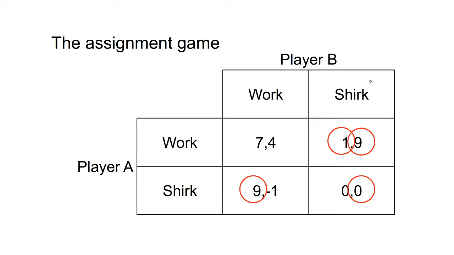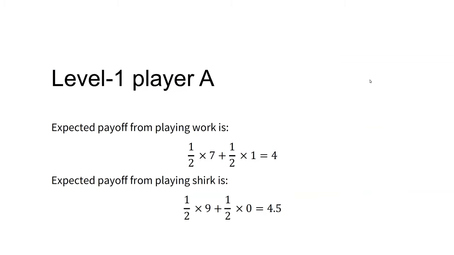At level one, each player will play their best response to level zero players. Each player determines this by calculating their best response to the random strategy of the other player. For player A, their expected payoffs are calculated using the 50% probability with which player B could play each action. The expected payoff from playing work is 1/2 × 7 + 1/2 × 1, which equals 4. The expected payoff from playing shirk is 1/2 × 9 + 1/2 × 0 = 4.5. A level one player A chooses to shirk.